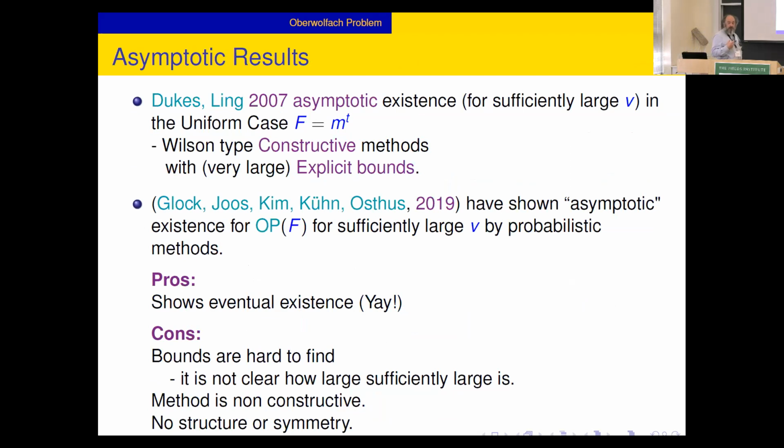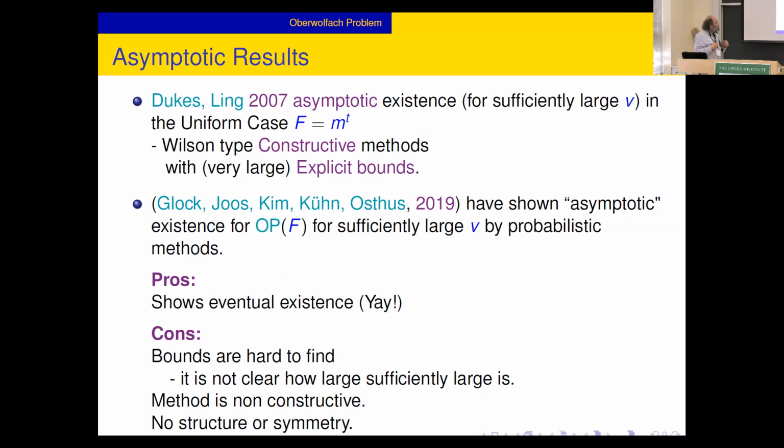Of course, there are also asymptotic results known for the Oberwolfach problem. Dukes and Ling give constructive Wilson-type constructions, going back to 2007 in the uniform case. And Wilson type means they have Wilson type bounds. They've got stacks of exponents on them. And of course, more recently, it's received a lot of attention. Glock, Joos, Kim, Kühn, and Osthus have shown asymptotic existence using probabilistic methods.